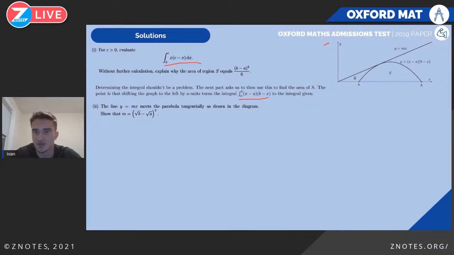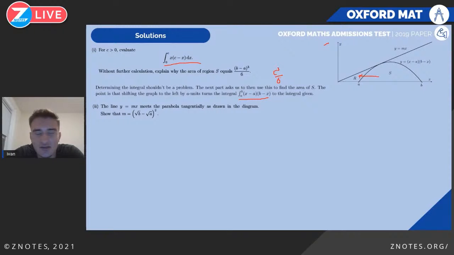And that doesn't change the area. It's just shifting this graph. That doesn't change the integral, i.e. the area. And so therefore the area is going to be, so it asks us to evaluate what it is, and the answer is c cubed on 6 when you just evaluate this integral. And therefore, because we've translated it, I believe it's c cubed on 6.